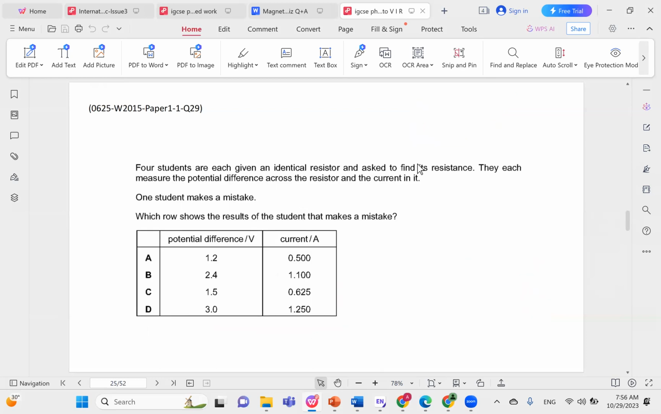Four students are each given an identical resistor. So identical resistor means that they all have the same value of R. And they are asked to find its resistance. They each measure the potential difference across the resistor and the current in it. One student makes a mistake. Which row shows the results of the student that makes a mistake? So how do we figure this out? We remind ourselves that R is equal to V over I. So we need to divide the voltage or the potential difference by the current for each one and see what that gives us. So 1.2 divided by 0.5 will give us 2.4.